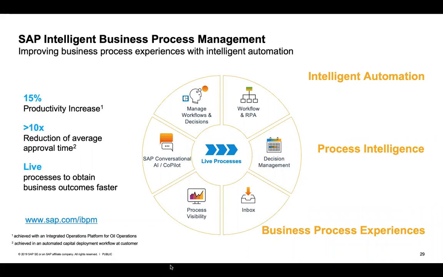Intelligent business process management is really here to improve your business process experiences with intelligent automation. You have seen the area of automation with the help of the workflow and the business rules service in the demo. You have seen how process intelligence gives you end-to-end visibility, starting from the overview in the dashboard, really digging down into the details of the actual executed instance. And of course, you have also seen how we are leveraging digital assistant to come up with a new, state-of-the-art user experience.